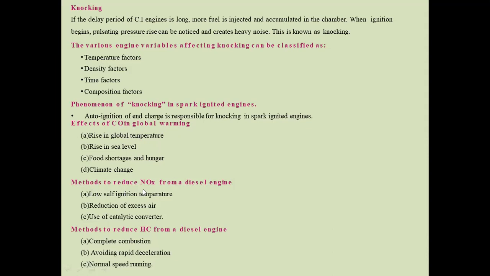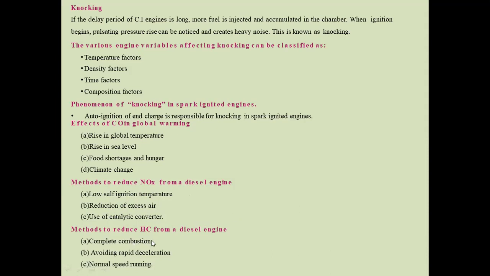Next we can reduce NOx in diesel engines, because NOx is generated from the air in our atmosphere, where about 78 percent is nitrogen and the remaining is oxygen. If you operate the diesel engine at high temperature, NOx will be produced. We can reduce NOx with the help of a low self-ignition temperature and reduction of excess air, and also by using a catalytic converter. The catalytic converter works through chemical reactions.